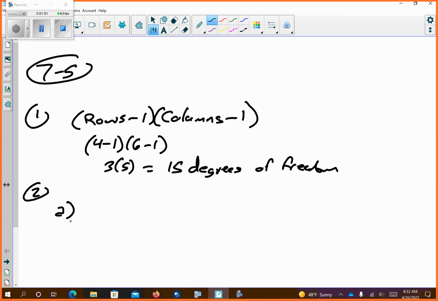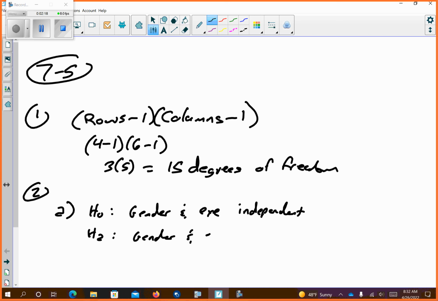So we're going to say that H naught: gender and eye color are independent. And our alternative is gender and eye color are dependent. Okay, so remember we're just checking for independence on these, so whether they're related or not.